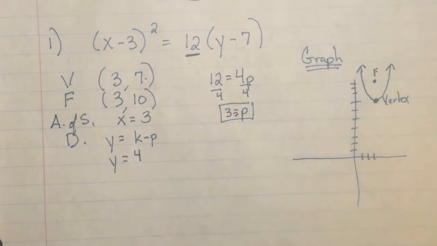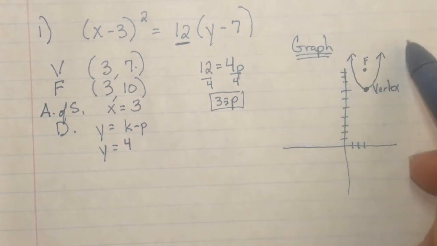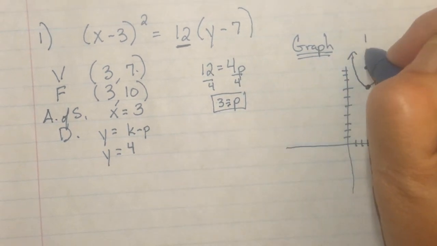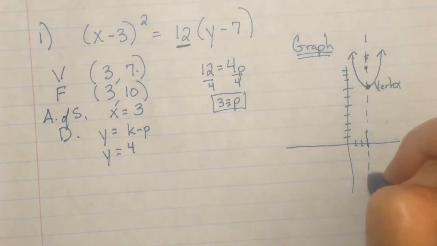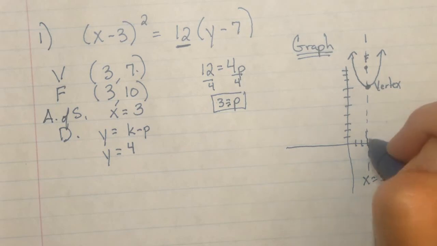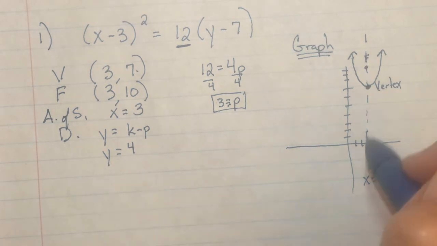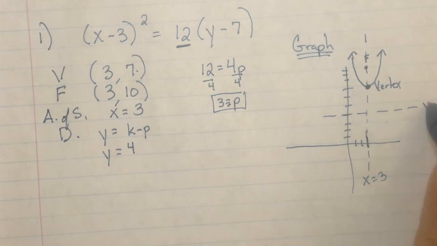And your focus is always inside your parabola. So that's another way for you to know that it's going to open up, because the focus is on the inside. My axis of symmetry is right here. See, there's my line x equals 3. See how I'm passing through 3 on the x-axis? And then my directrix is right here at y equals 4.